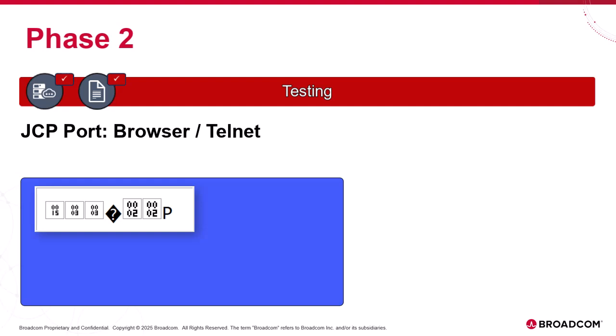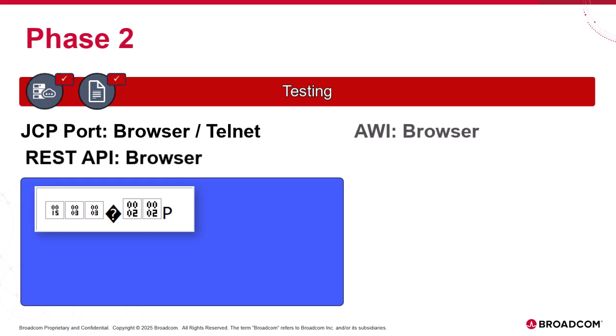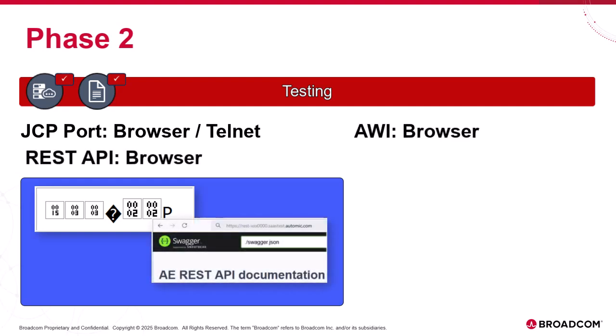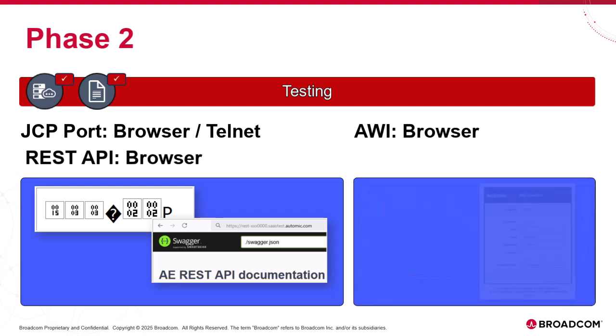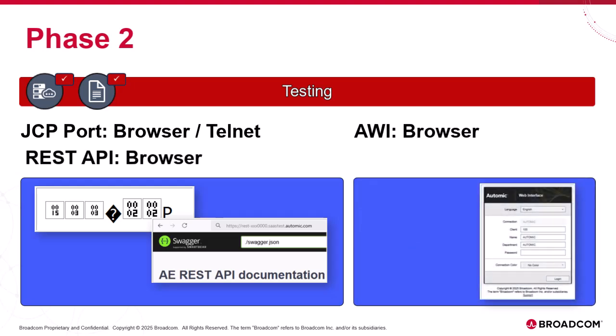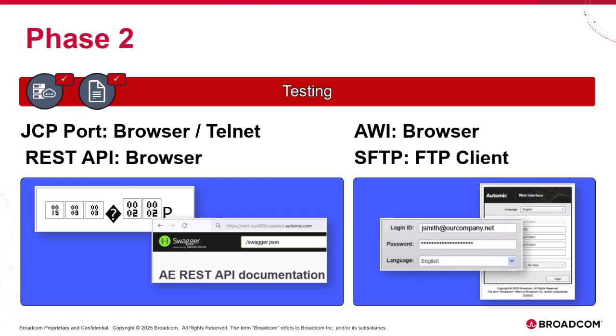Test the REST API and the web interface with a browser. It's accessible if you're able to see the Swagger page. Test AWI with the browser. Finally, make sure you can log into your dedicated SFTP site for archiving. Assuming you're successful on all counts, you can move to the next step. If not, you'll need to reach out to us immediately.